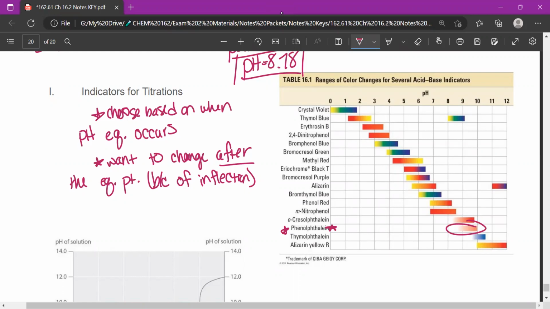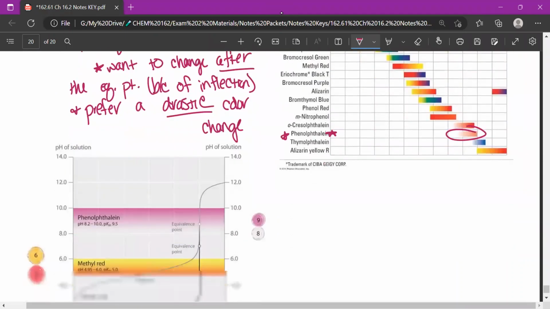So we want it to change after the inflection point, and we prefer a drastic color change. Okay, not like a spectrum. So if you got one that changes from green to blue, where's the inflection point? How green is it? Okay, that's kind of hard to tell. So phenolphthalein changes drastically, and it changes after most of our inflection points, which is why we use it a lot of the time. Okay, you can kind of see that on this graph.